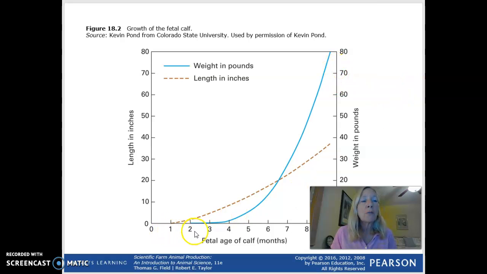So in the first, what we call trimester, because we break it into 3 months, it's just like a human. So the first trimester, the cow barely looks pregnant. She doesn't have a big swollen belly.